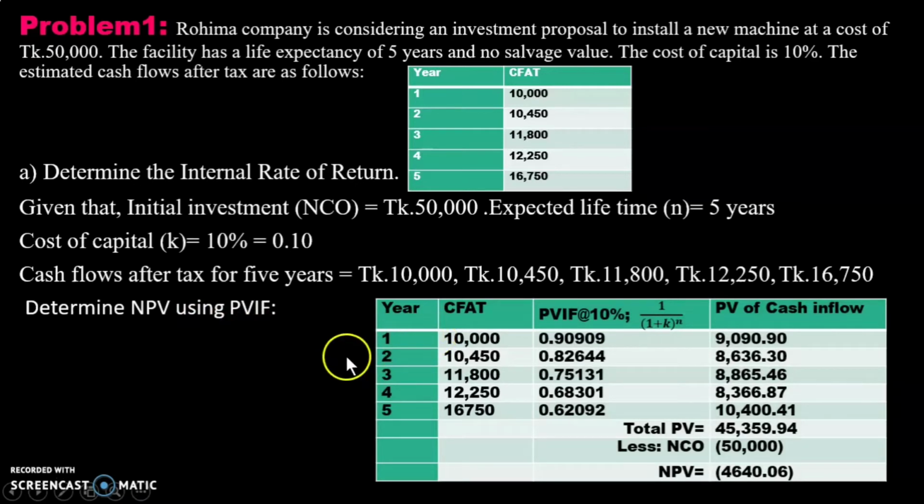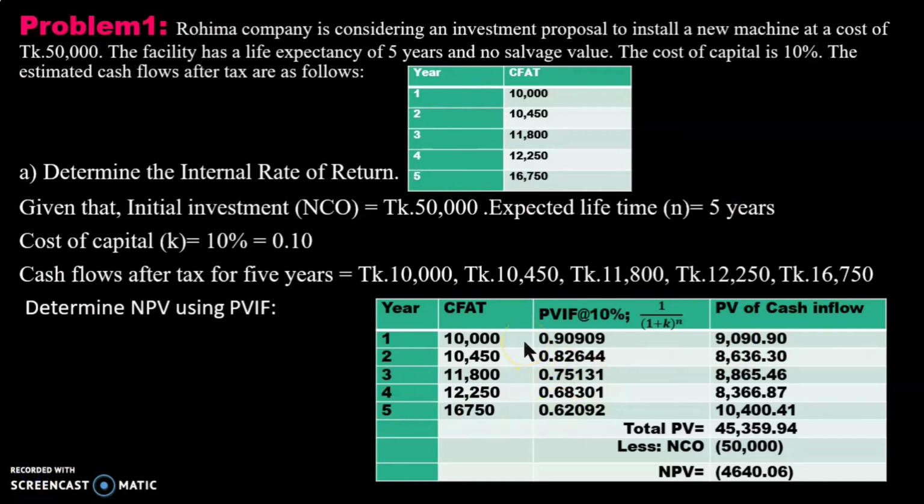This is the chart of present value interest factor. Column 1 is year: 1, 2, 3, 4 and 5. Column 2 is CFAT, cash flow after tax, and column 3 is the present value interest factor at the rate of 10%. It is given in the question that the cost of capital is 10%, and this is the formula of present value interest factor, PV of cash inflows.